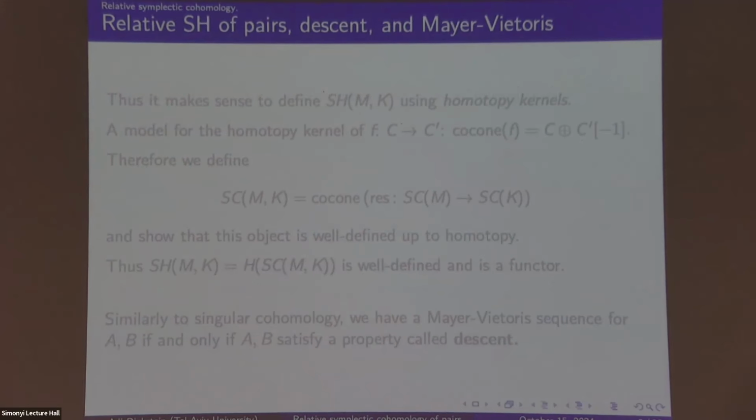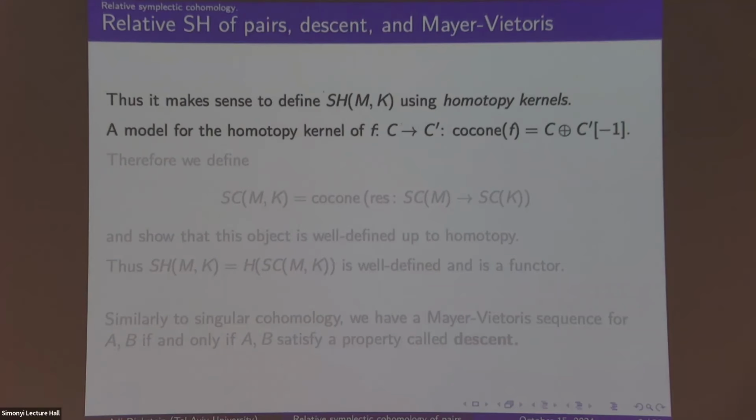So since everything is up to homotopy, in order to define the very notion of relative symplectic cohomology of pairs, we have to define a notion of homotopy kernel. So we used a model of homotopy kernel called Co-Con. So given a chain map F from C to C prime, the Co-Con of F is the direct sum of C and C prime, but we have to do a degree shift by -1 to C prime.